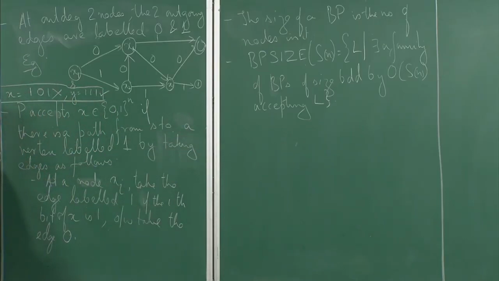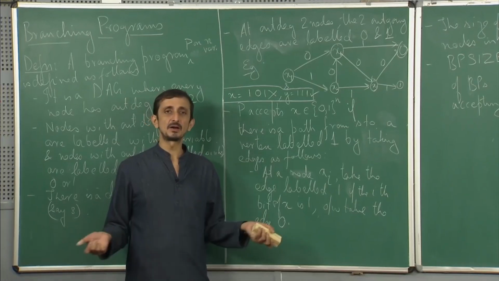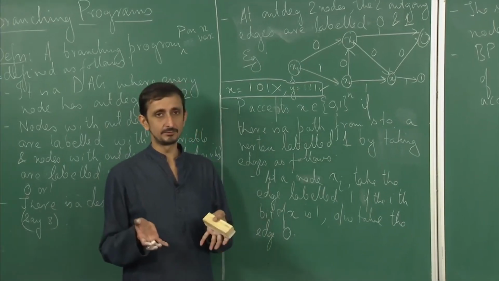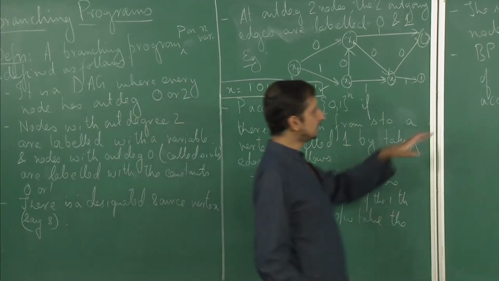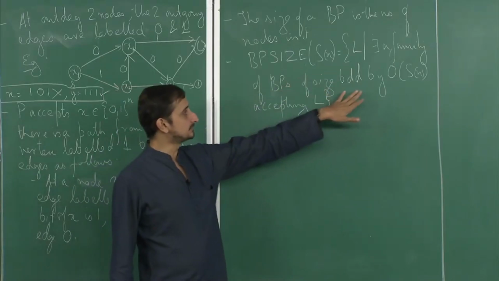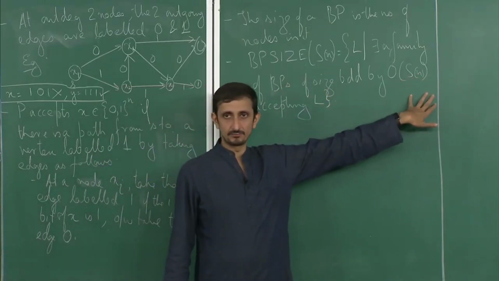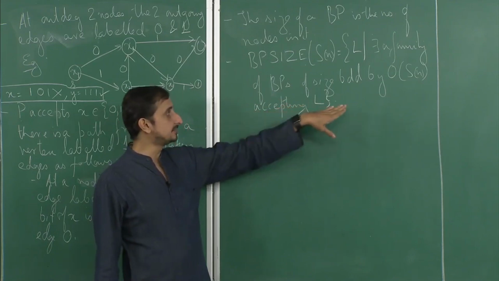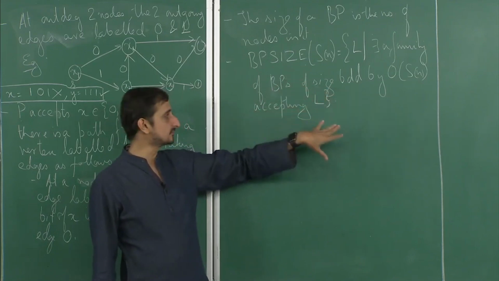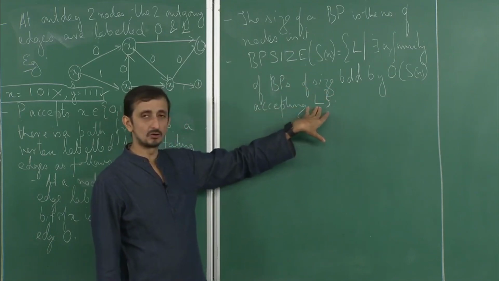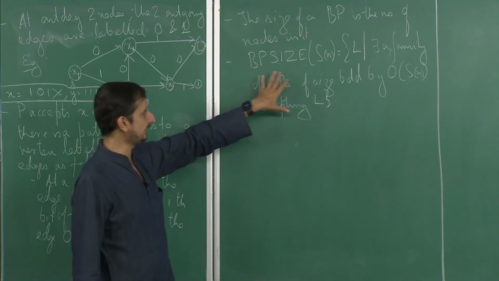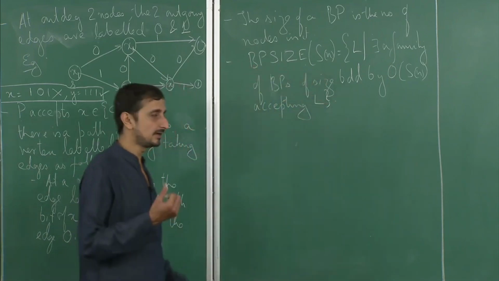We have a language, it can have inputs of different lengths. If I have a family of branching programs, that is, for each input length I have a different branching program, and the size of each branching program in that family is bounded by order S of n, such that for a fixed input length it accepts all strings that belong to L and rejects everything that does not belong to L, then we say that that language belongs to BP size of S of n.